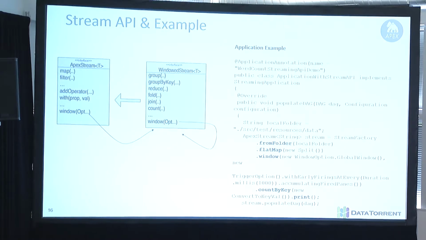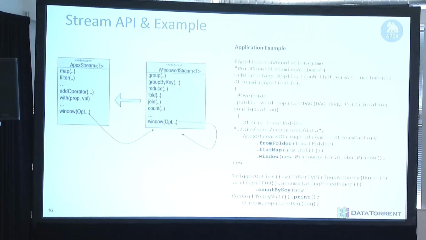Just a simple example of the stream API, the stream implementation. We have implemented a few functions like they've been done with some of the more popular versions of it. So there's map, flat map, filter, group by key, group by value, window. I see a few smiling faces there. Pretty similar to that. Again, you implement the streaming application, you do populateDAG, and instead of the old way of adding operators, you create a stream object from a stream factory.